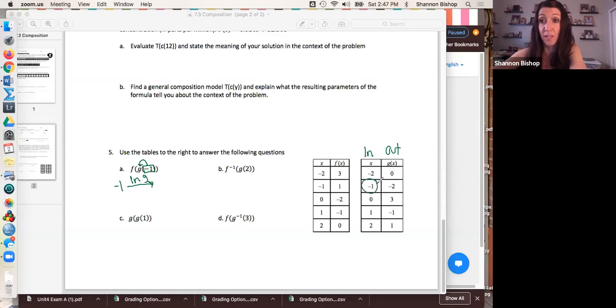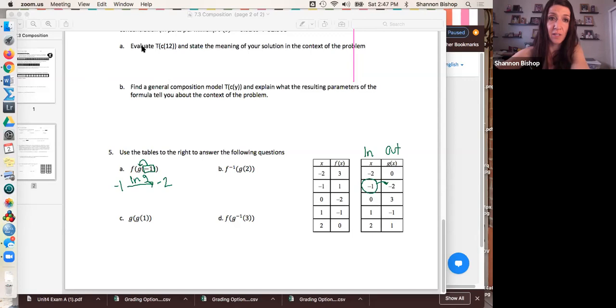Ta-da! -1 is the input of the function named g. Okay, so fine, his answer is -2. So this intermediate answer is -2. Okay, but it's composition. So now that you know that when you input -1 to g, you get -2, okay, fine.